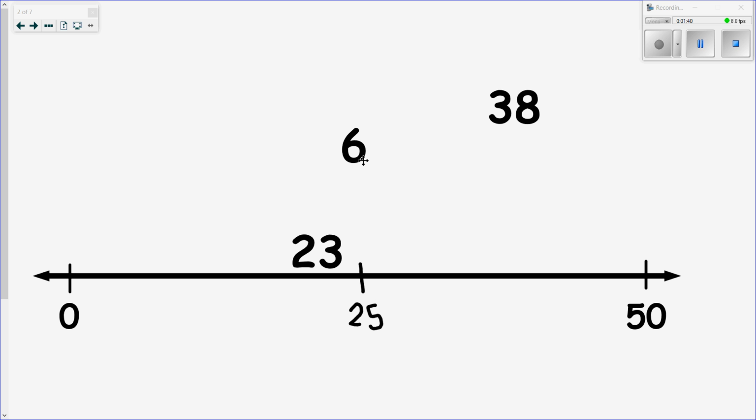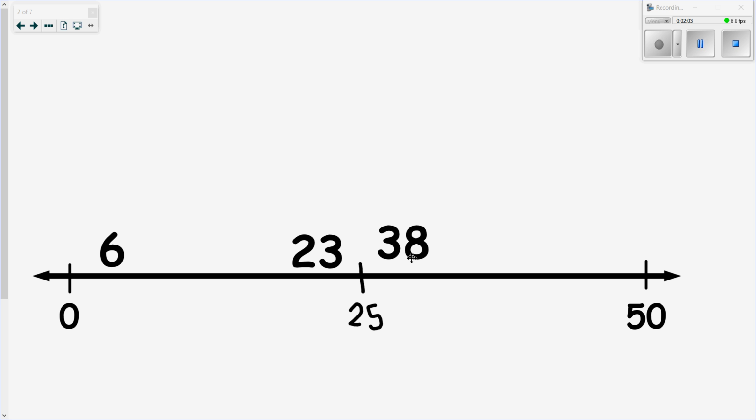Now here we have the number 6. Now 6 is quite a bit less than 23. Think of it this way, a 6-year-old is much younger than a 23-year-old, correct? So let's think in terms of tens. If we were going 10, 20, 30, 40, well, 6 is less than 10. It's going to be quite close to 0.